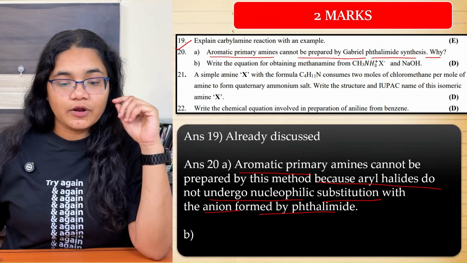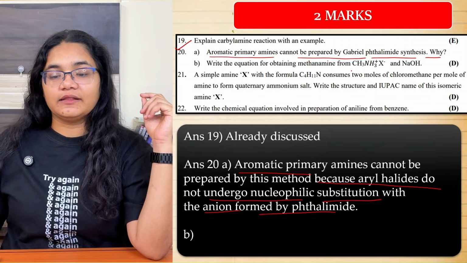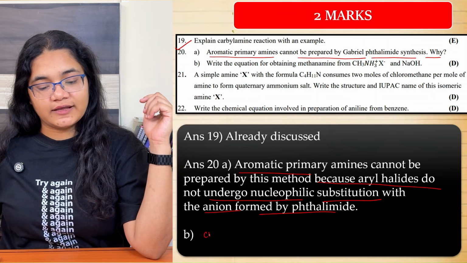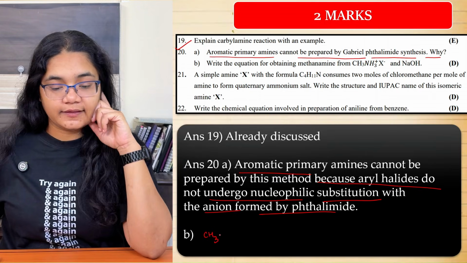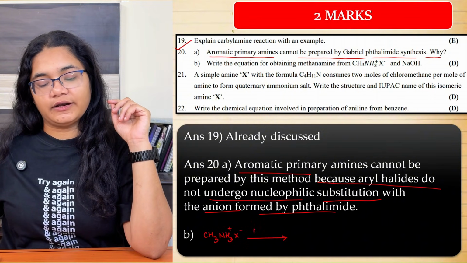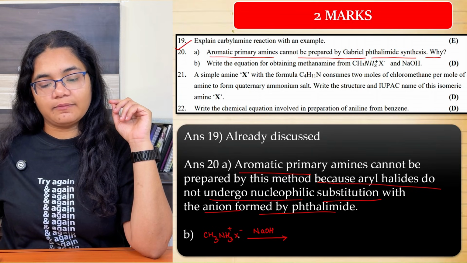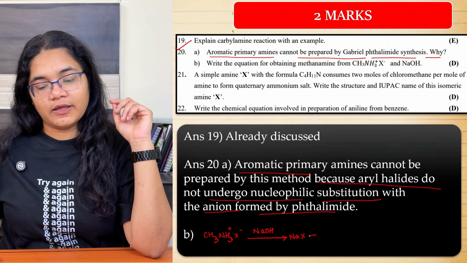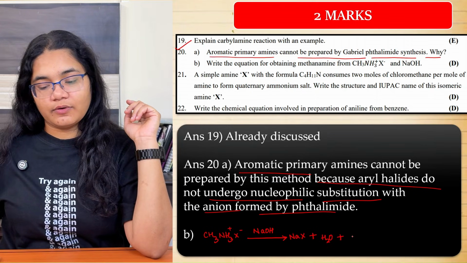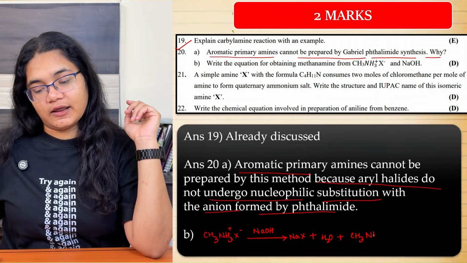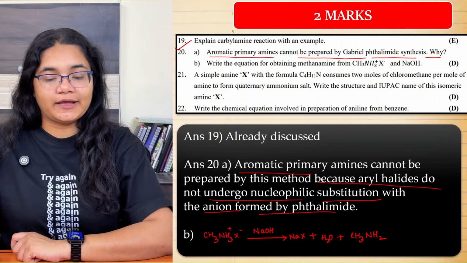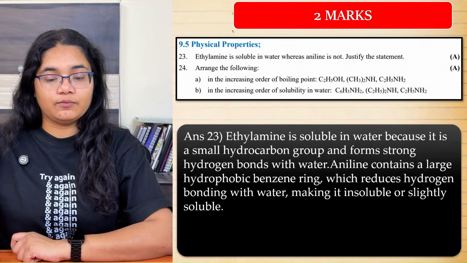Next, question number 20b: write the equation for obtaining methanamine from CH3NH3+. Okay, so you have this reaction, CH3NH3+X-, and if you treat it with NaOH, what will happen? First NaX will form, then you have H2O, then you have CH3NH2. Okay, so that is all about this reaction. Next, coming to question number 21 here.